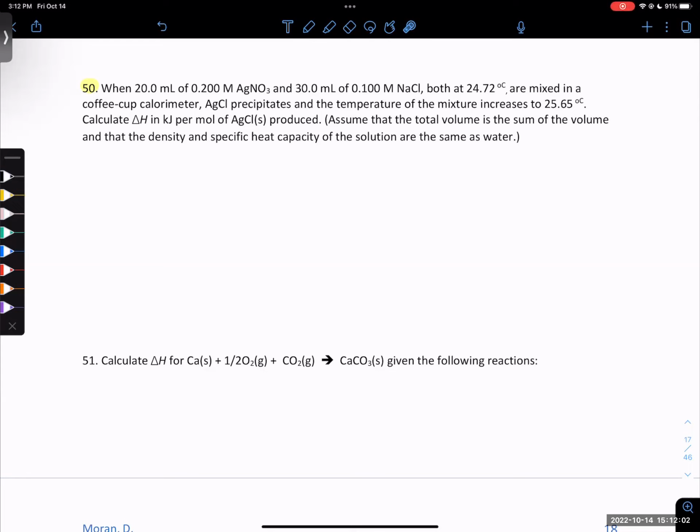Hey, what answer did we get? That's the same as the one. Okay, you're looking for delta H of reaction. So did you divide by moles? What is the delta H?